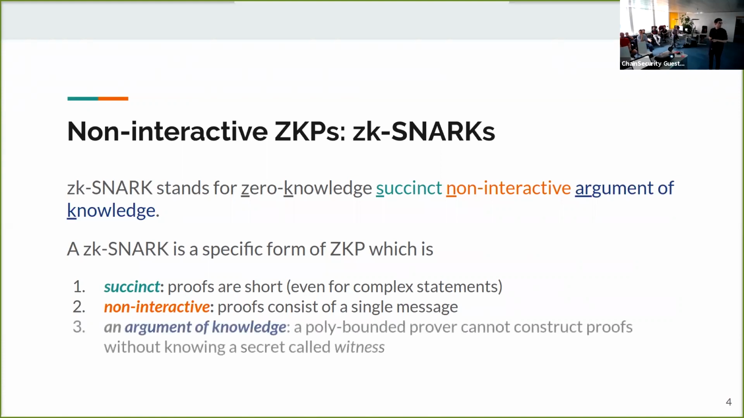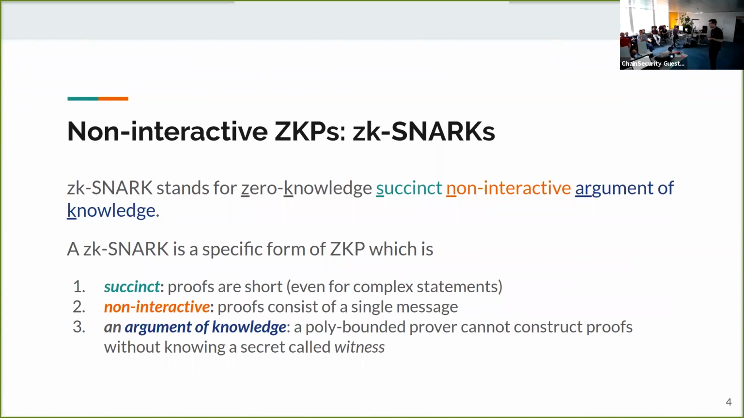And lastly, a ZK-Snark is an argument of knowledge. And what this means is that if a prover constructs a proof that is valid and proves the statement, he will not be able to do so without knowing a specific secret, which is usually called the witness.